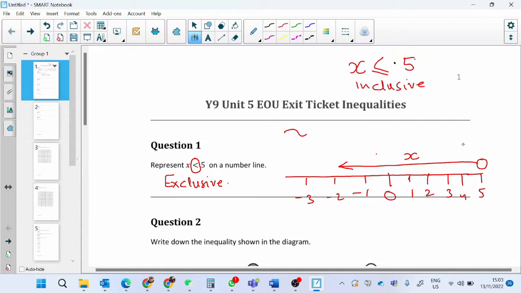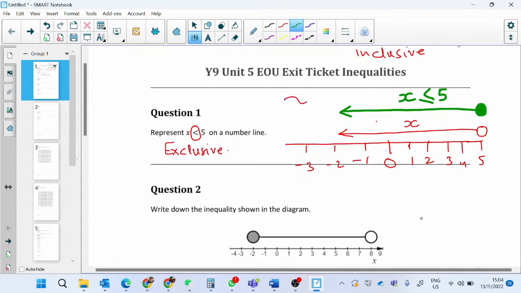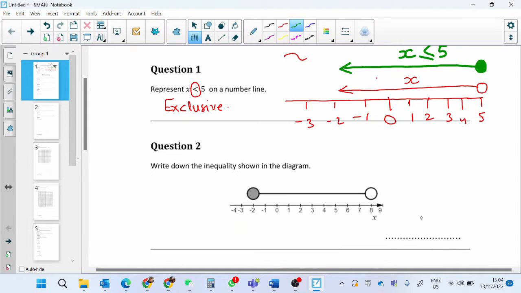In this case, we draw this inequality by putting a solid circle here and then drawing it towards the side towards which it is smaller. Now this is x is smaller than or equal to 5. So x is either equal or smaller than 5. This is how you have to draw these inequalities on a number line.